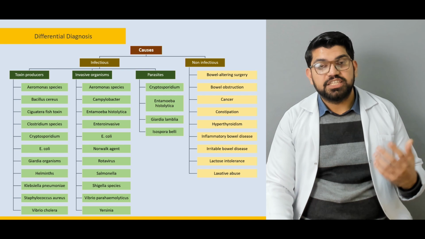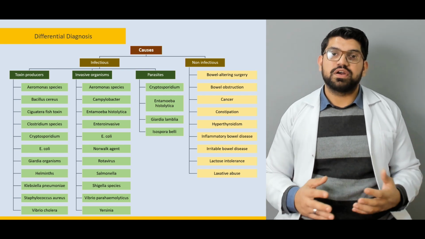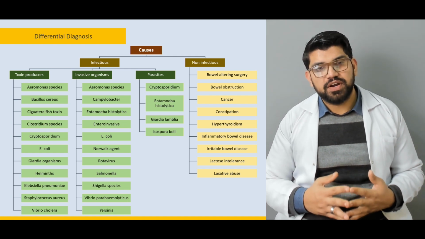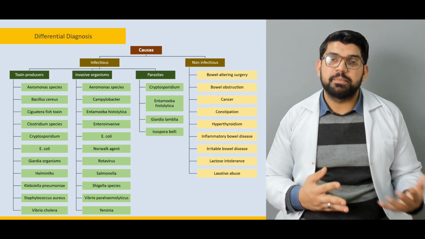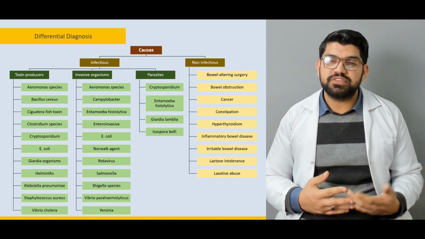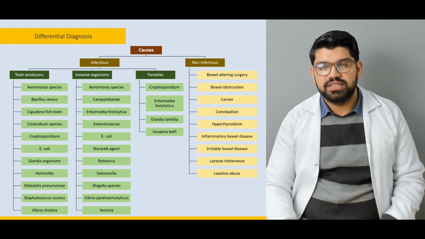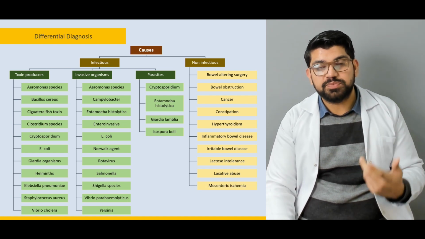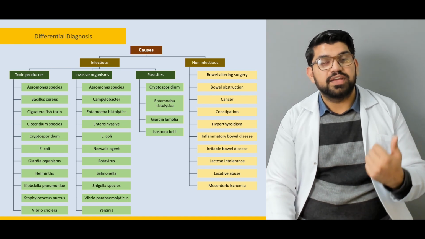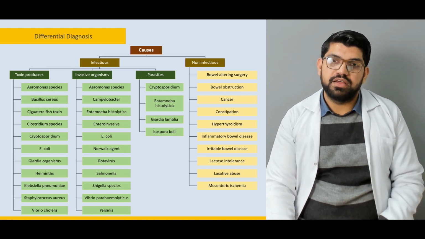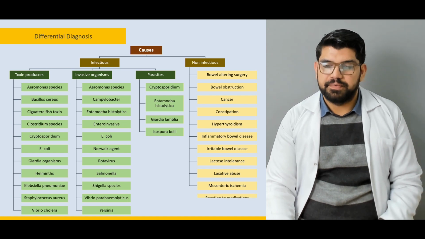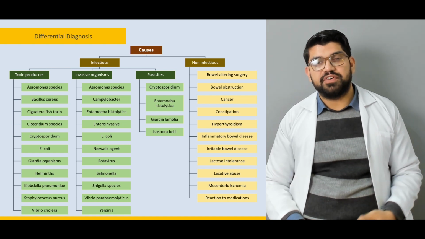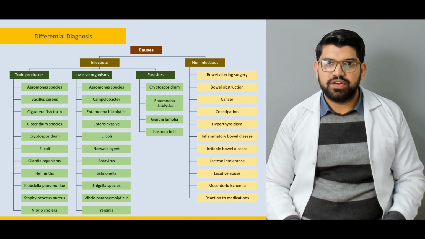Laxative abuse, especially in elderly patients who are going through chronic constipation and are prescribed laxatives. Chronic or abusive use of laxatives can cause diarrhea. Mesenteric ischemia can cause diarrhea. What is different in mesenteric ischemia? You can have occult blood and diarrhea. Reaction to medications. There is a huge variety of medications and drugs that can cause diarrhea.